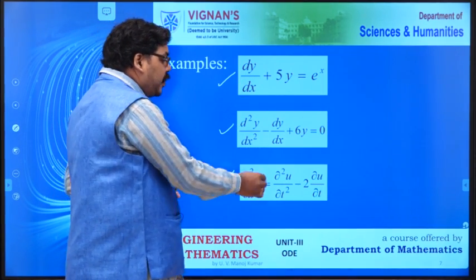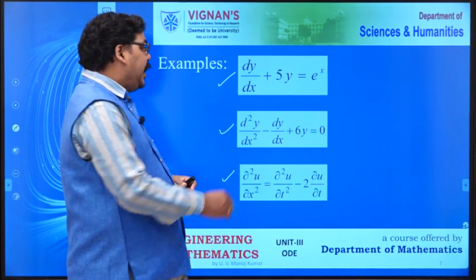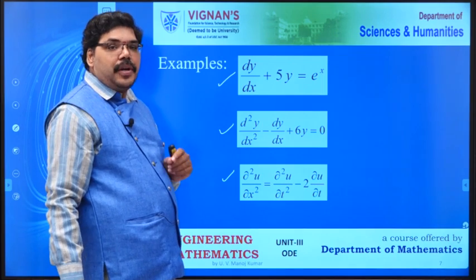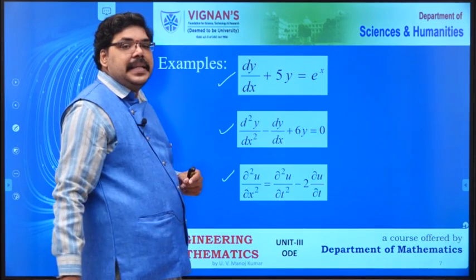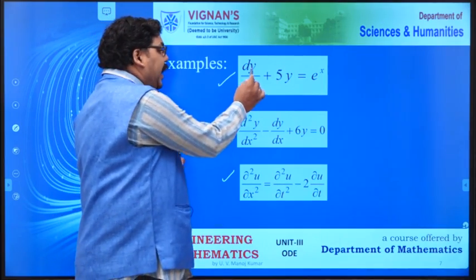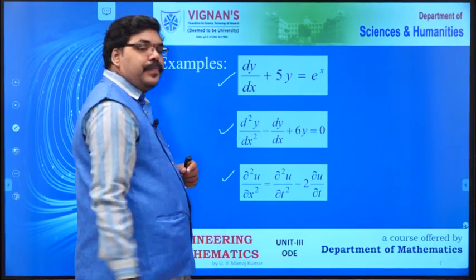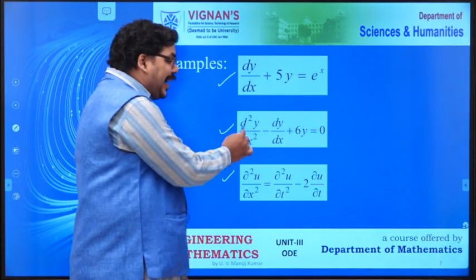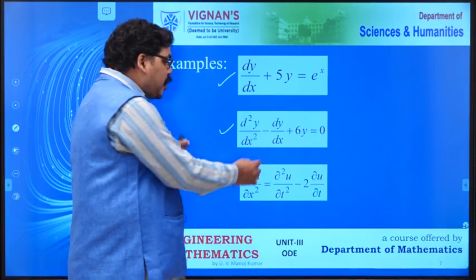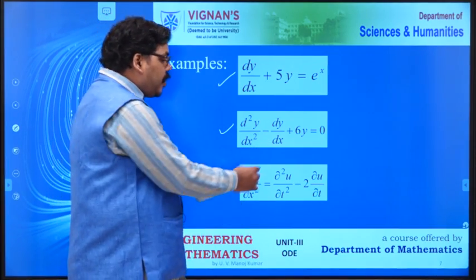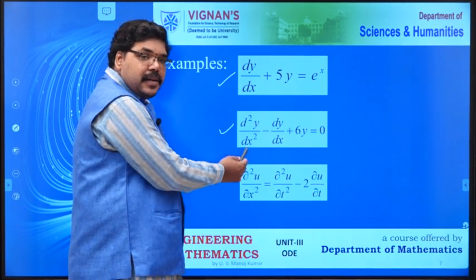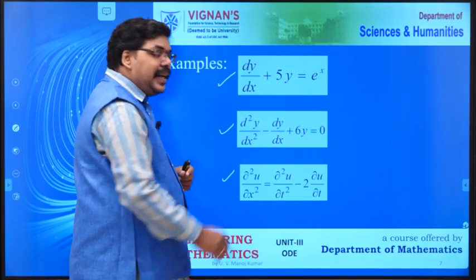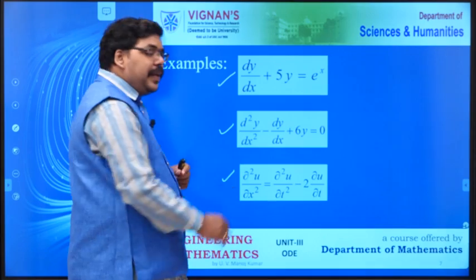So, what is the difference between these three examples? In the first example, we have an ordinary derivative of first order. What is that? Dy by dx. There, the dependent variable is y, the independent variable is x. In the second example, we have a second order derivative, also a first order derivative. What is the first order derivative? Dy by dx. What is the second order derivative? D square y by dx square. So, here also there is only one dependent variable y and one independent variable x.